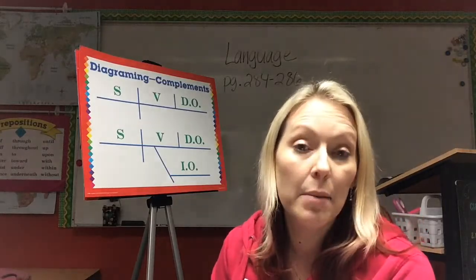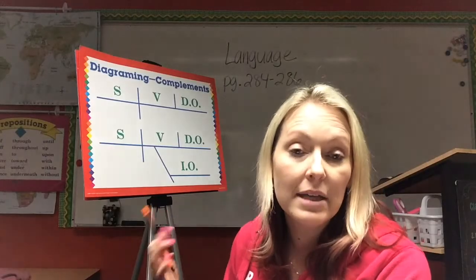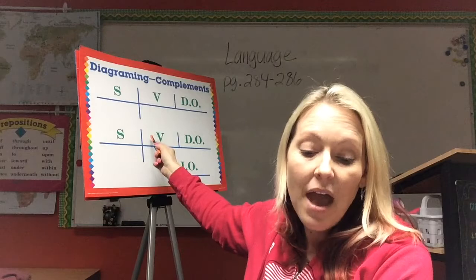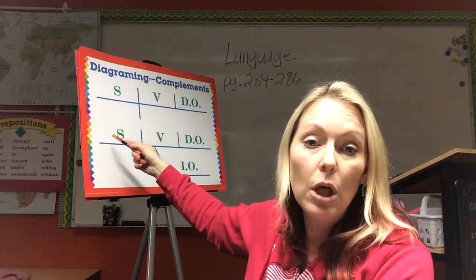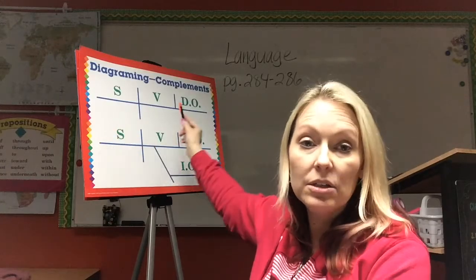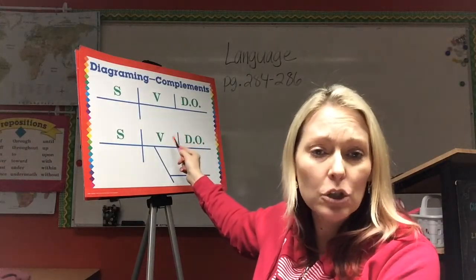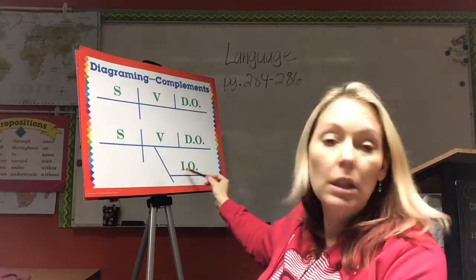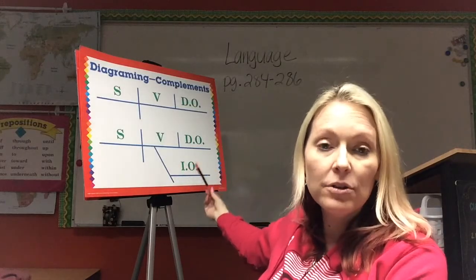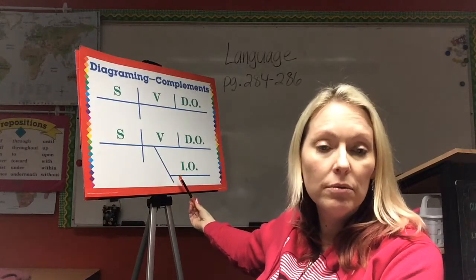So let's take a look at number 2 in the box. It says, the Lone Ranger taught the rustler a lesson, okay? So what is our verb? Taught, right? And then what is our subject? Lone Ranger. And then what did the Lone Ranger teach? He taught the lesson, right? And to whom did he teach the lesson to? That would be the rustler right here. And then underneath that, we would have our diagonal, which would be the, okay, for the rustler.